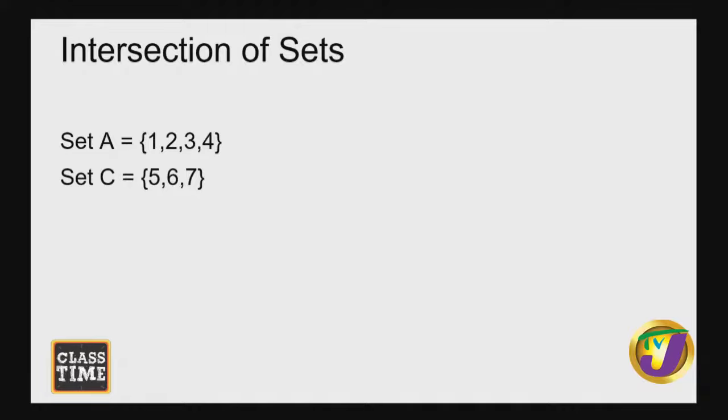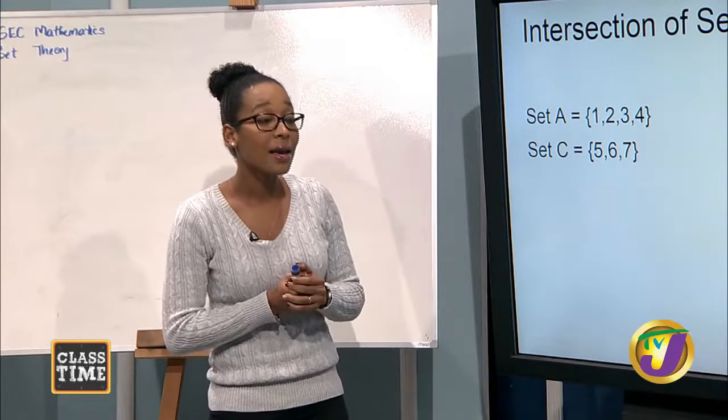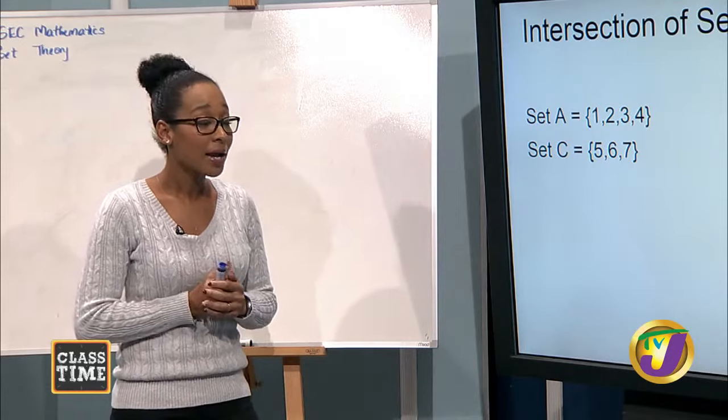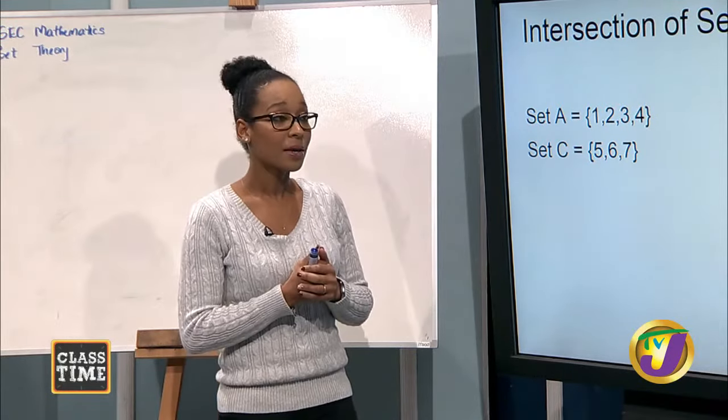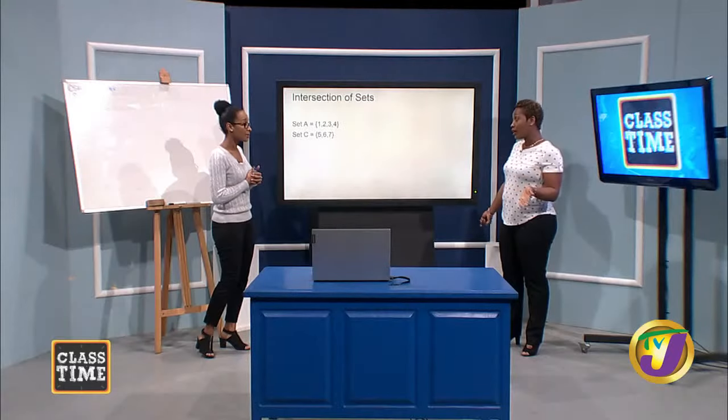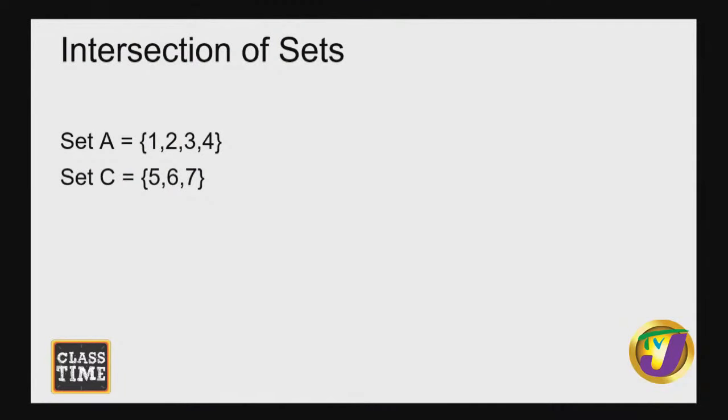So if there's nothing in common, what will be in those curly braces then? It's an empty set. It's a set that doesn't have anything in it. Can we put 0 in it? No, it's an empty set. Can't put 0 in there. So A intersect C has nothing in common, so we call it an empty set, because there's really nothing in it. No element will appear in that set.